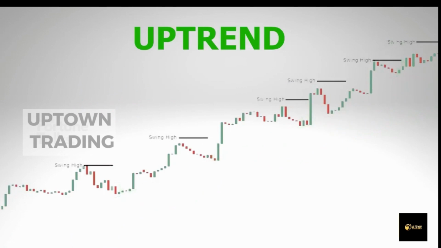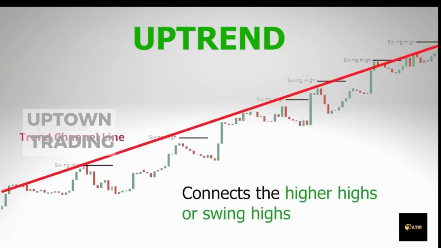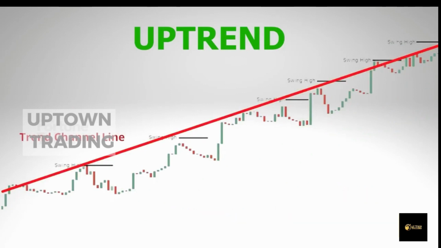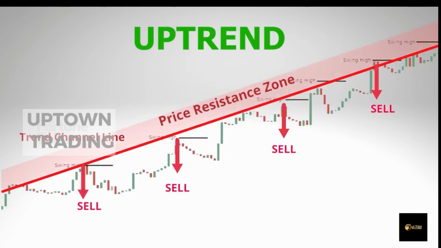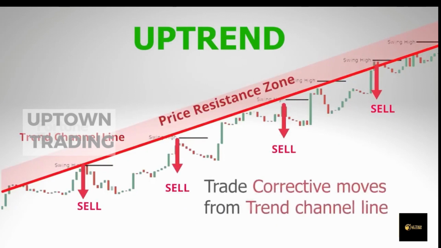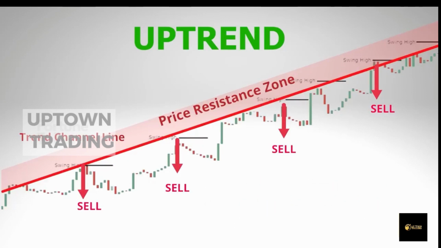After identifying all the higher highs, we can draw a line connecting the series of higher highs or swing highs that we have plotted, and this line is called the trend channel line, which will act as an area of resistance for the prices. And we can trade the corrective moves from the trend channel line, or simply we can place a sell order when the price reaches the trend channel line.